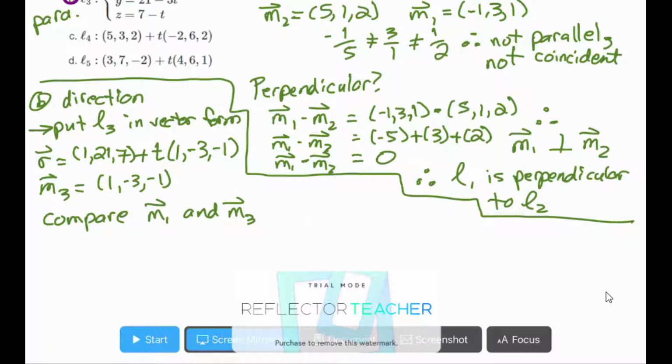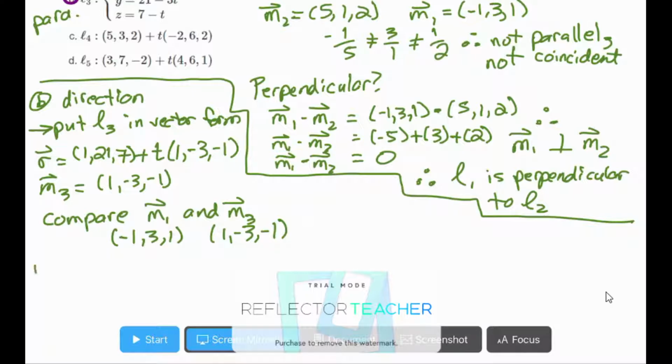So M1 had a value of, let's just scroll back and look, negative 1, 3, and 1. And the value for M3 we just found was 1, negative 3, and negative 1. And hey, those are all the same values, just the signs have changed. So let's take a look. Let's try to find that scalar value k.